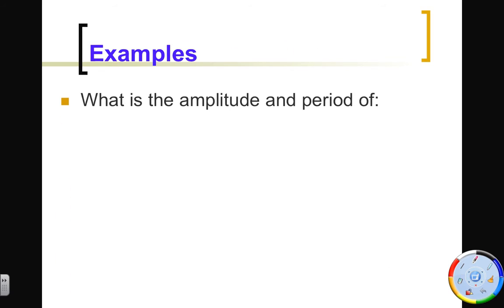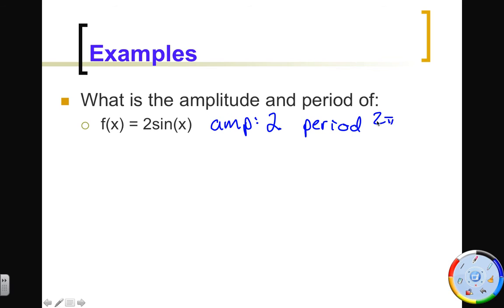So quick examples: I just want to find the period and the amplitude of this particular function. All right, so 2 sine of x. This one's pretty easy. Amplitude is 2. The period is 2 pi over 1 because b is just 1. It's the number in front of x, so it's just 2 pi.